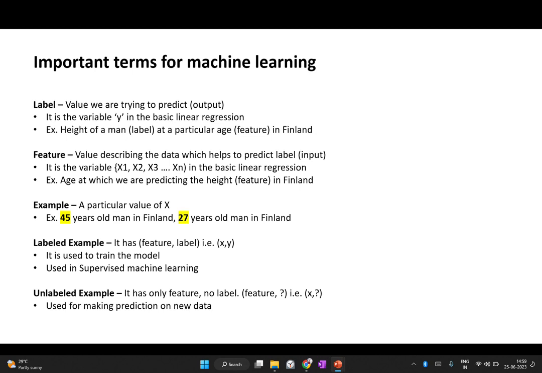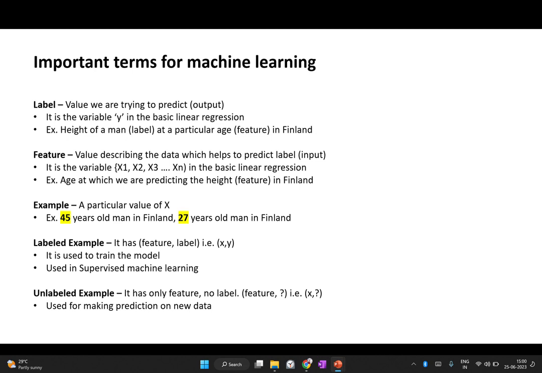We already talked about label, which would be the height. Now, what is an example? An example is the particular value of X. So 45 years, 27 years, 85 years, 70 years, all these are examples because these are the values of X against which we will be able to predict the value of Y. Given we already know a lot of data where we know X and Y, we know that, let's say, for 25 years of age, we have 176 centimeters as the height. For 12 years of age, there is a height of almost 150 centimeters. Again, that can be one of the examples, right?